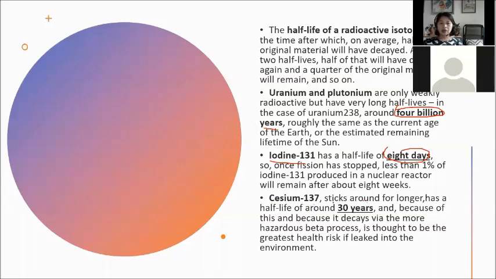Cesium-137 has a half-life of 30 years. Because of this, and because it decays via the more hazardous beta process, it is thought to be the greatest health risk if leaked into the environment.